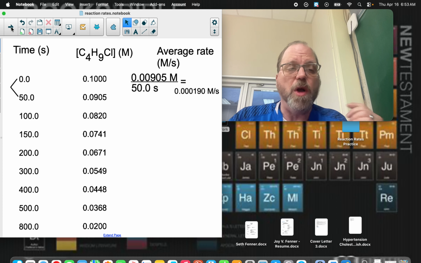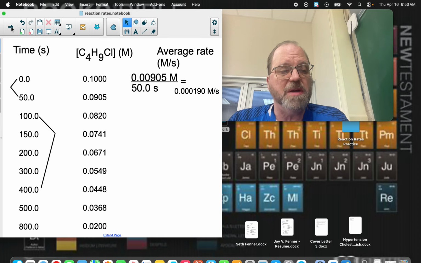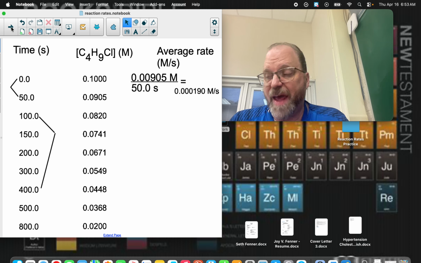Now, I want you to try this sequence on your own from 100.0 to 400.0 seconds. Find the rate of disappearance of that. So pause the video, work through that.